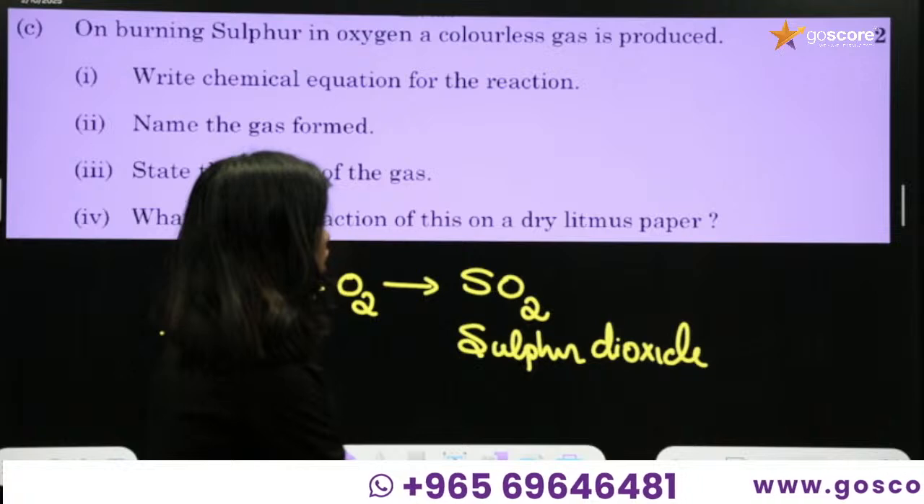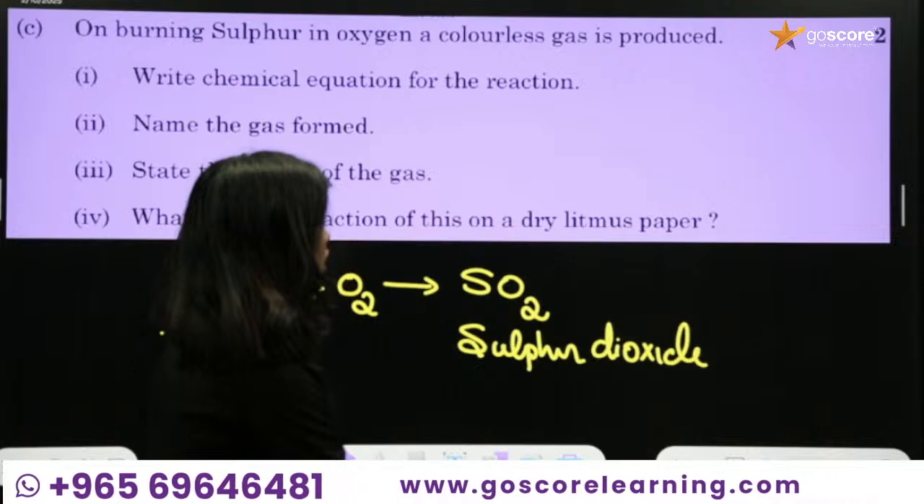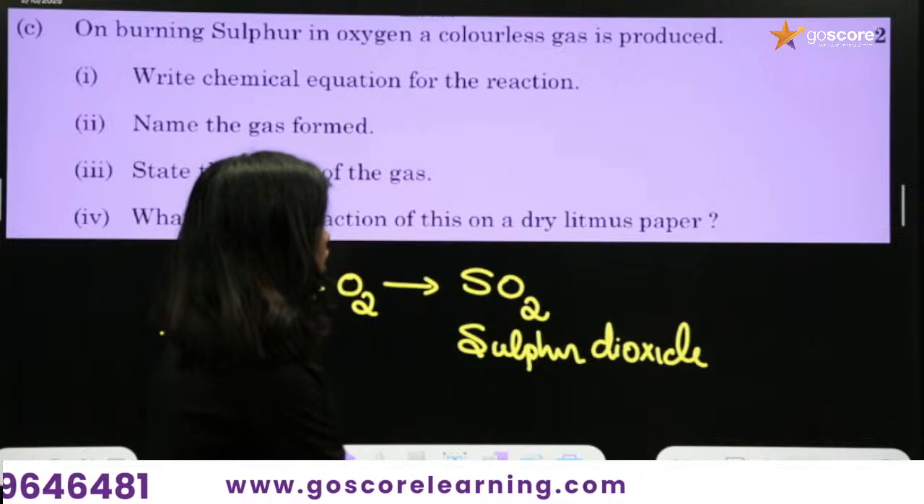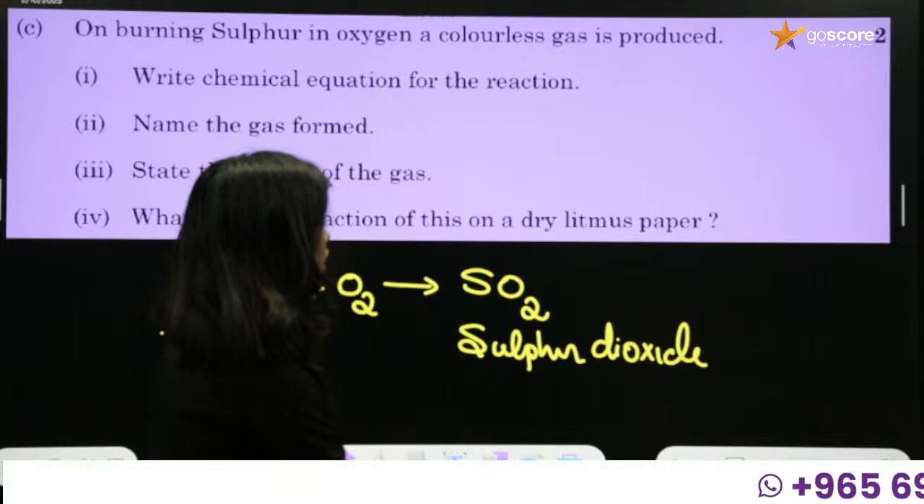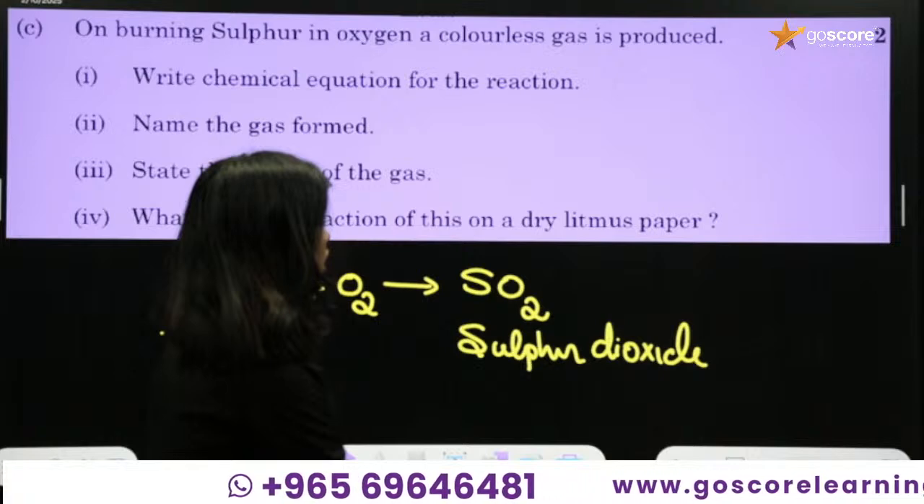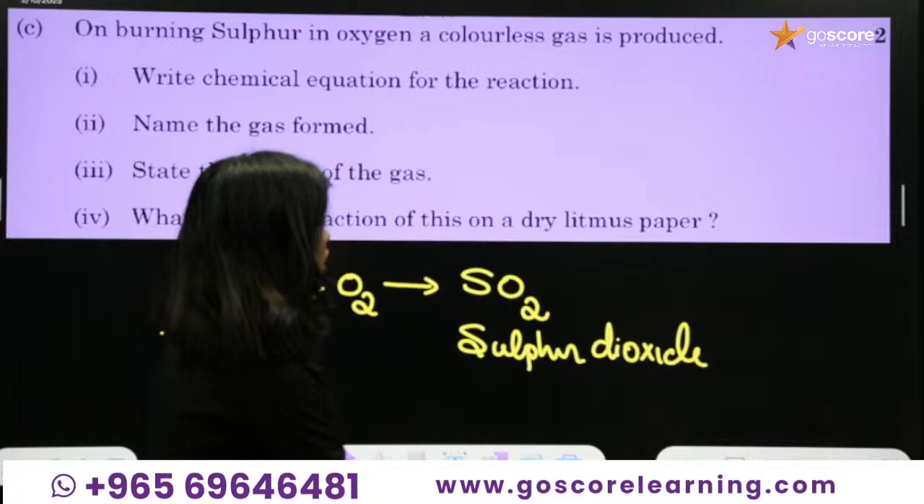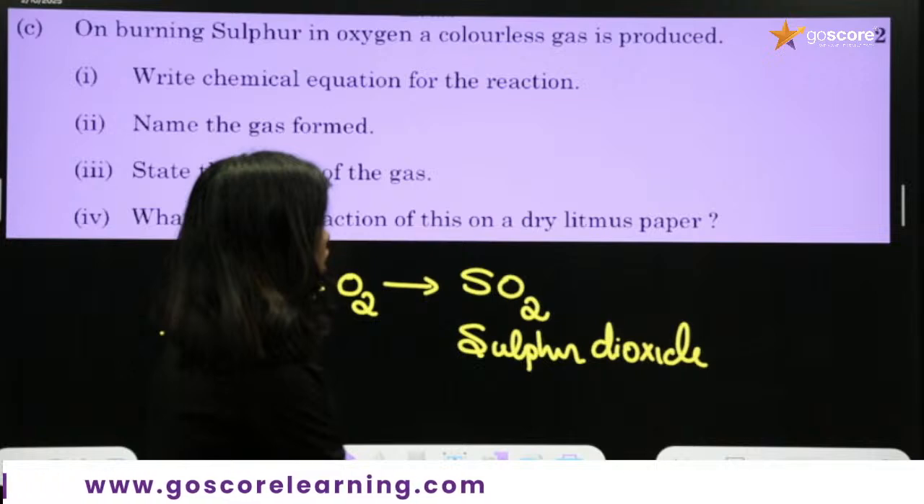Okay, anyway, that's just the last question, so I'll explain it and wind up the session. There is no color change in the dry litmus paper. We know that sulfur dioxide is a gas, and it should react in the presence of moisture. Only then will the litmus paper change color. If there is no moisture, and both are dry, there is no color change in the litmus paper. If it were wet litmus paper, the blue litmus paper would turn red because it's an acid.